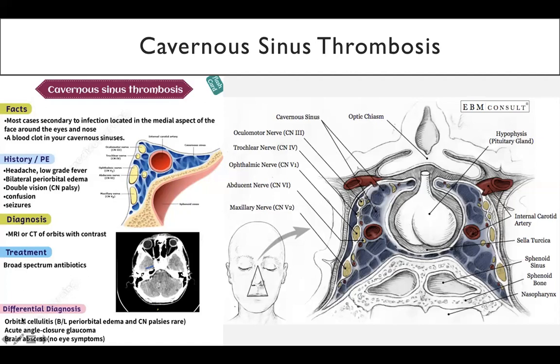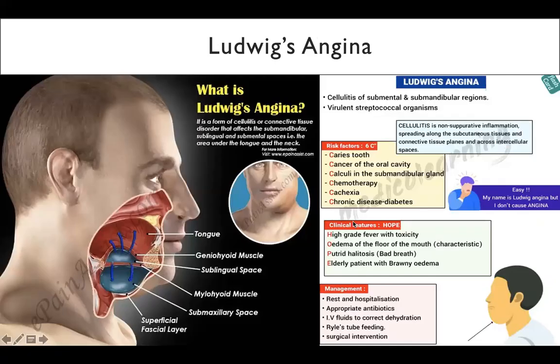And differential diagnosis can be orbital cellulitis because there was bilateral periorbital edema, and cranial nerve palsies are rare in orbital cellulitis. But because we had also cranial nerve palsy, double vision, this is ruled out. Acute angle closure glaucoma and brain abscess. But in brain abscess, there are no eye symptoms if it is a localized abscess, but we have them here. So these were the differential diagnosis, and this is the definitive diagnosis. The other one was Ludwig's angina.